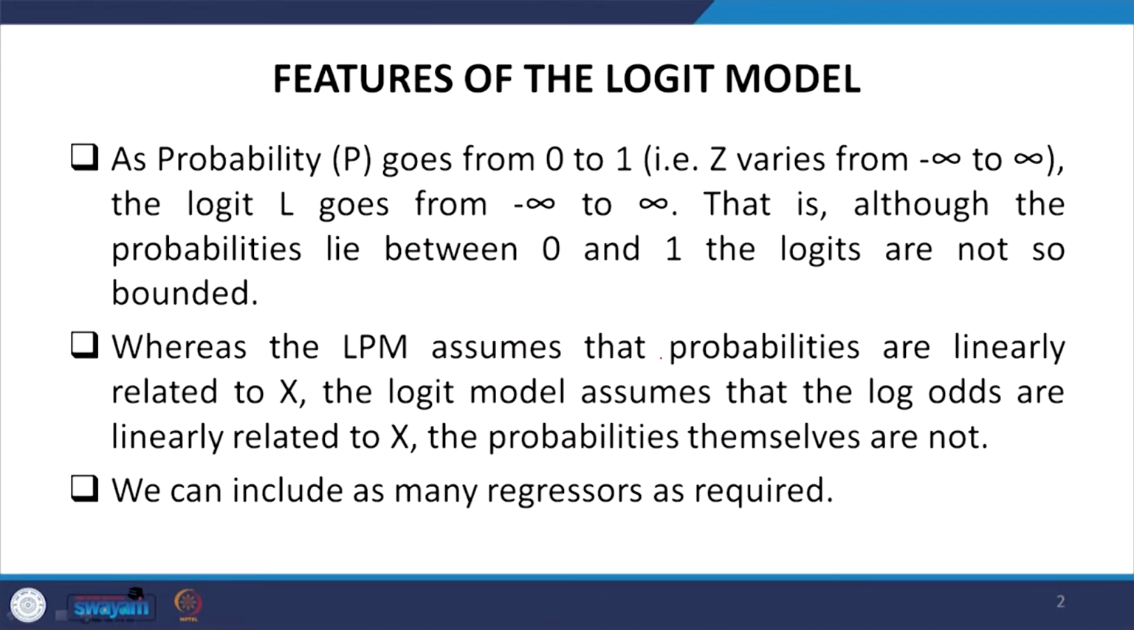We should not be confused by their coefficients. Why it is so, why it is not so, we will get to know for sure. Whereas the LPM assumes that the probabilities are linearly related to x, the Logit model assumes that the log of odds is linearly related to x. The probabilities themselves are not necessarily linear. We can include as many regressors as required for the model.